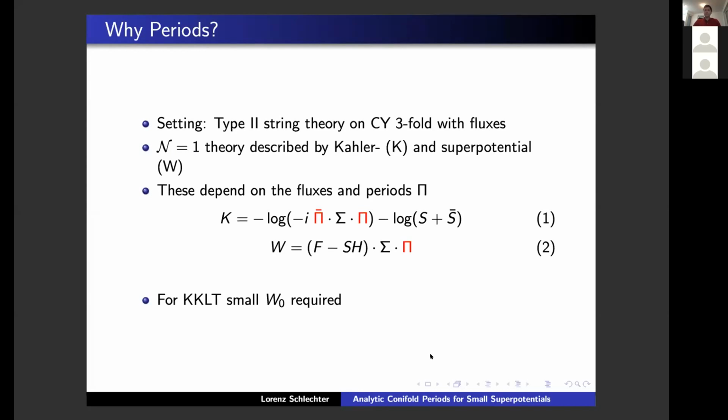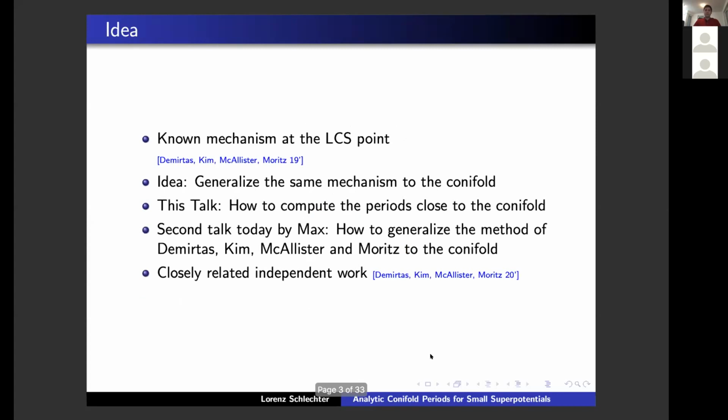For the KKLT construction, which is the most famous de Sitter construction we have at the moment in string theory, small values of W0, the value of the superpotential in the minimum, are required. There's a known mechanism to obtain such small values of W0 at the large complex structure point, due to Demirtas, Kim, McAllister, and Moritz from last year. And our idea in the group was to generalize the same mechanism to the conifold.